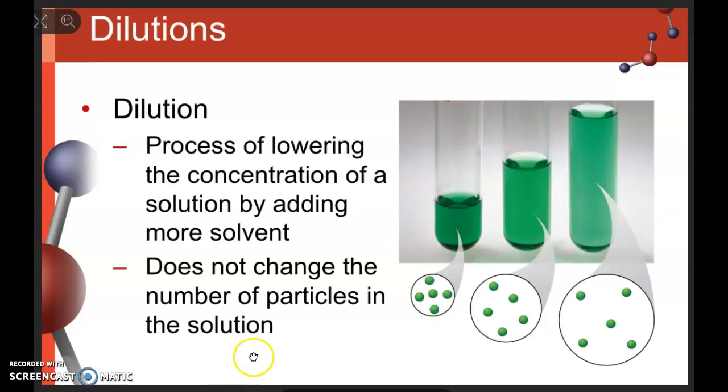Now, what we have to understand about dilution is that dilution is only adding more solvent. By adding more solvent, we're getting more total solution, we're getting a lower concentration. We're not actually changing the number of particles that are in the solution. So if you look at these three solutions, each successive solution is more dilute than the one before it, yet the number of particles inside of the solution hasn't changed. They've only spread out more. And that's a real key to dilutions in general.